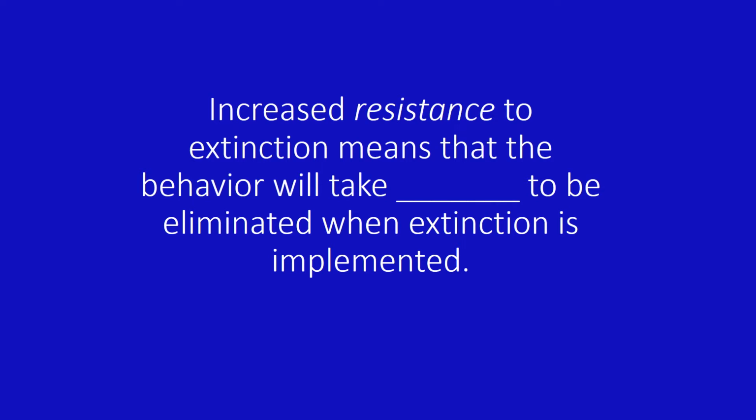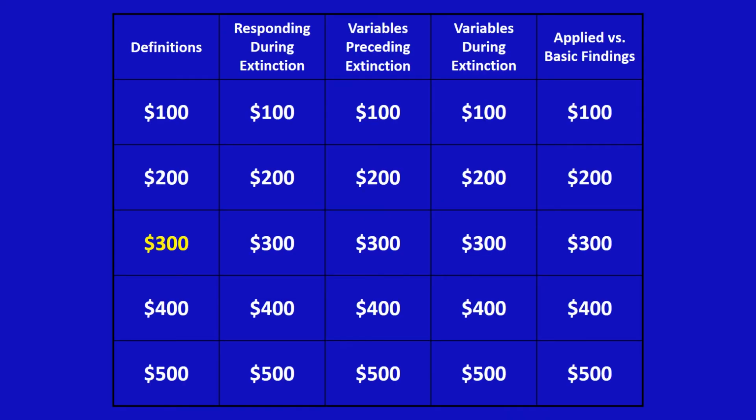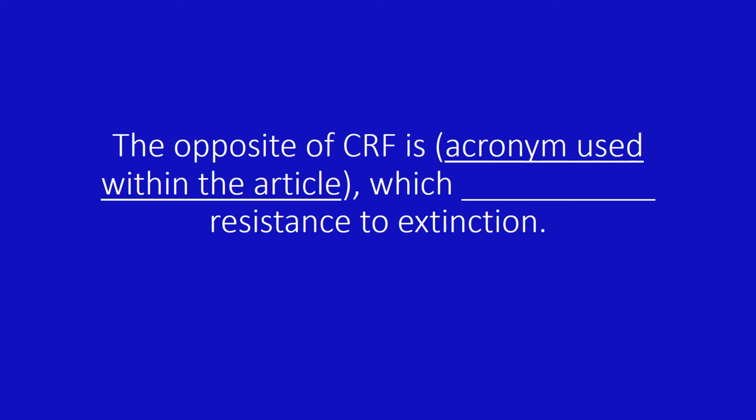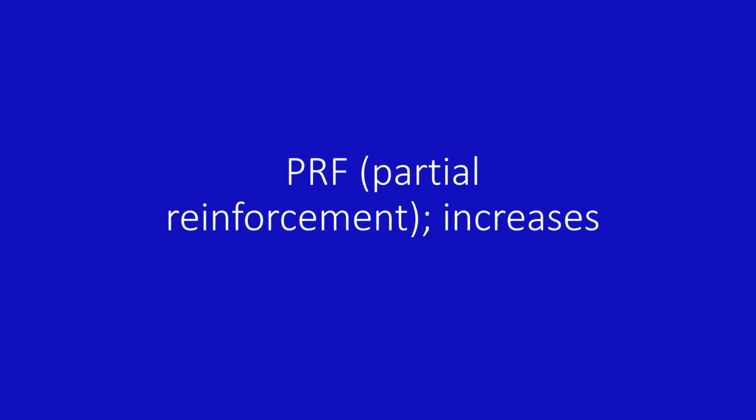Increased resistance to extinction means that the behavior will take blank to be eliminated when extinction is implemented. Longer or more time. The opposite of CRF, or continuous reinforcement, is this acronym used within the article, which blanks resistance to extinction. The opposite of CRF is PRF, partial reinforcement, and this increases resistance to extinction.